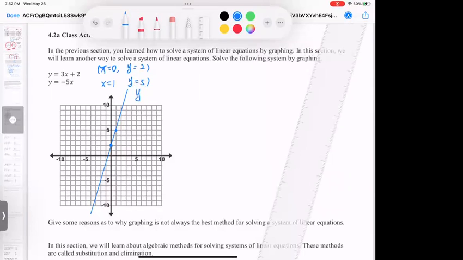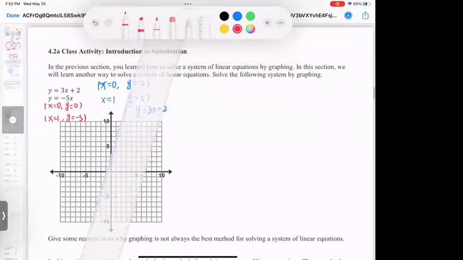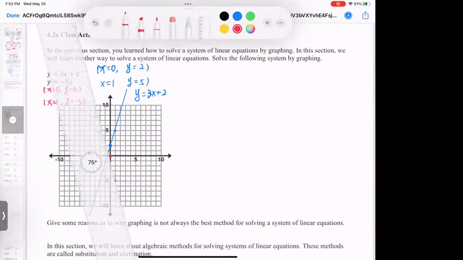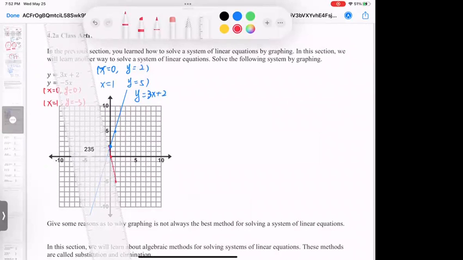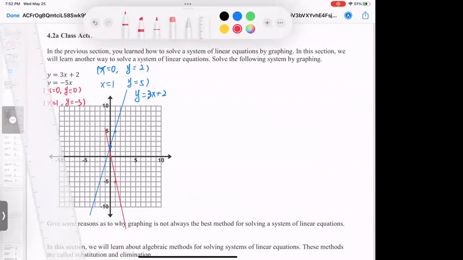This is Y equals 3X plus 2, right? And how about the next one? Y equals negative 5X. So basically at X 0, Y is 0. At X equals 1, Y is negative 5. And connect these 2 points. Oh my God, definitely not a whole number, right? Why is it not a whole number? I hate it. But it's fine.